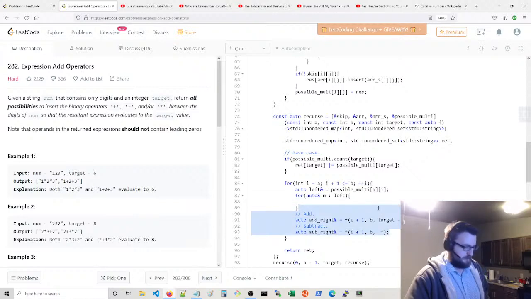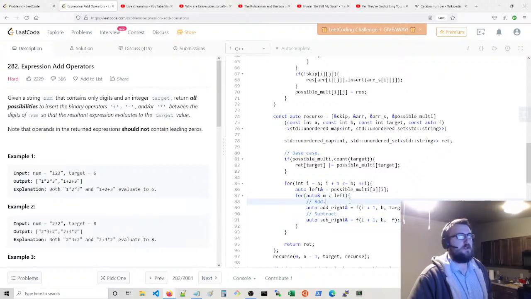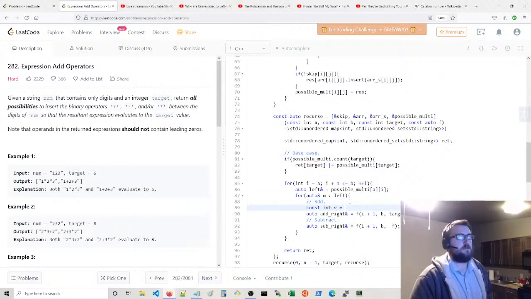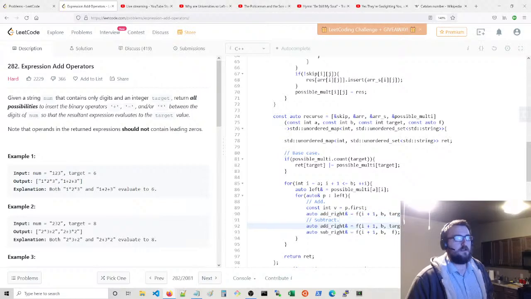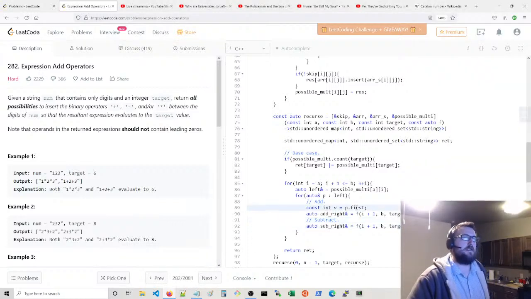We're going to say int const int v equals m, or we should really, these are, yeah, this is a map. In the unordered map you have pairs, so it's actually going to be p dot first, and you're going to say target minus v if you're adding, and if you're subtracting, it's going to be plus v, right? So these are how the targets change as we process the possible multi-side, what we could have on the left side.